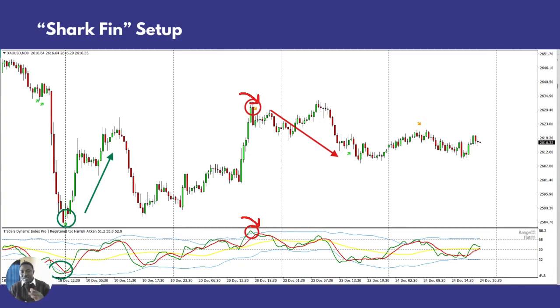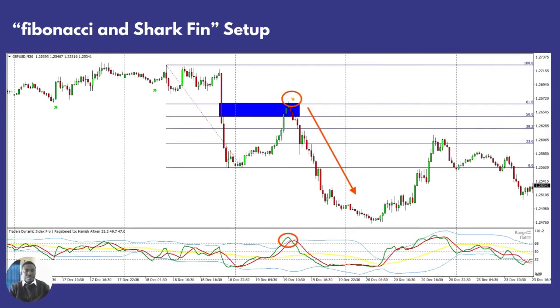Basically, I have several videos. So again, when I was using shark fin on 30 minutes, it must be supported by a supply and demand zone. So if I see shark fin and there is supply and demand, then I'm going in for that trade. Okay, so this is one of the trading strategies that you can use with TDI.